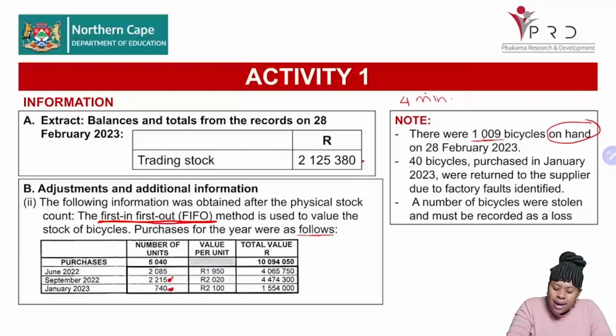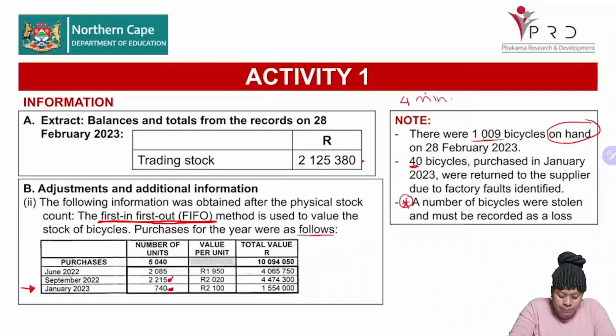So it says 40 bicycles purchased in January 2023. They are talking about these bicycles, were returned to the supplier due to factory faults identified. A number of bicycles were stolen and must be recorded as a loss. So we also have some stolen bicycles as well. But nonetheless, let's quickly look at this.